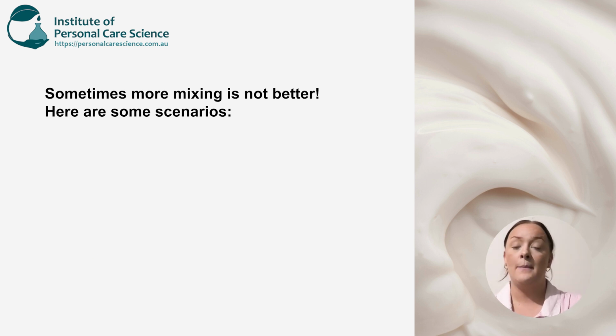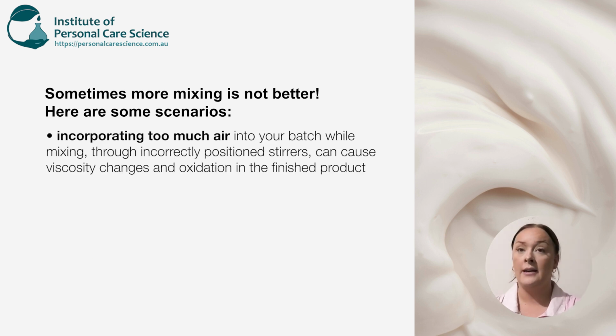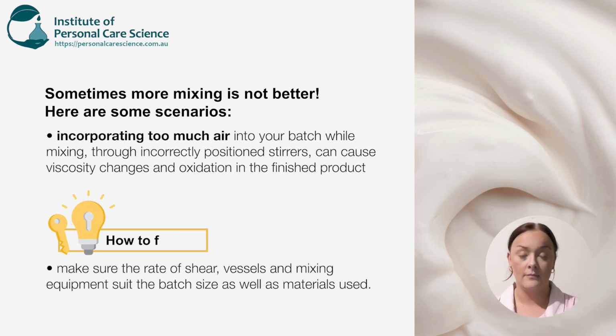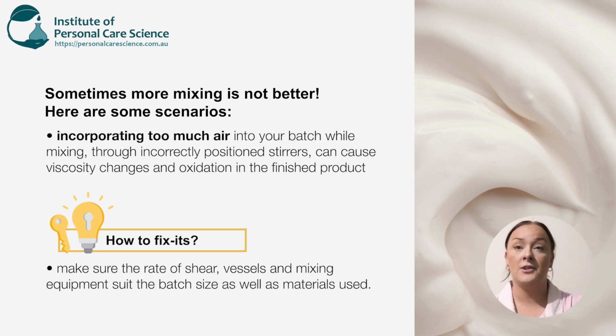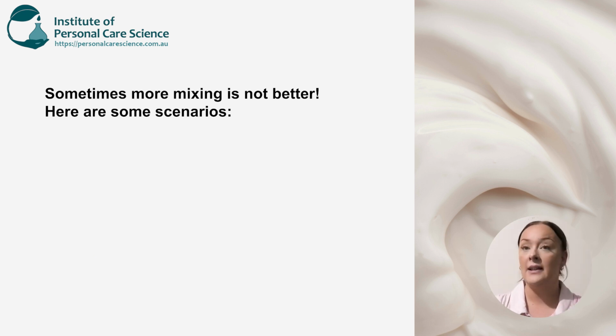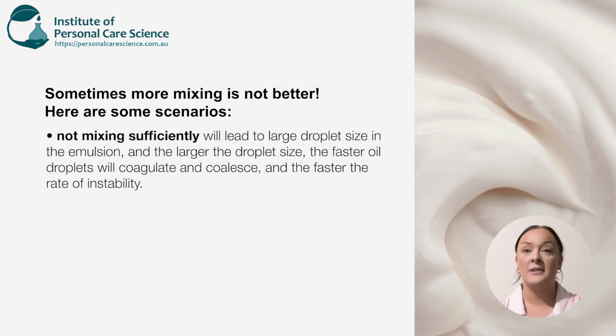Another common cause can be that you're introducing too much air into your formula when you're mixing. This can be because you've incorrectly placed your mixer when it comes to your emulsion, which can then cause viscosity changes and also oxidation. And the last one would be that you're not mixing your emulsion sufficiently, which is then leading to large droplet sizes in your emulsion. And the larger the droplet size means that the faster the oil droplets will coagulate and coalesce.